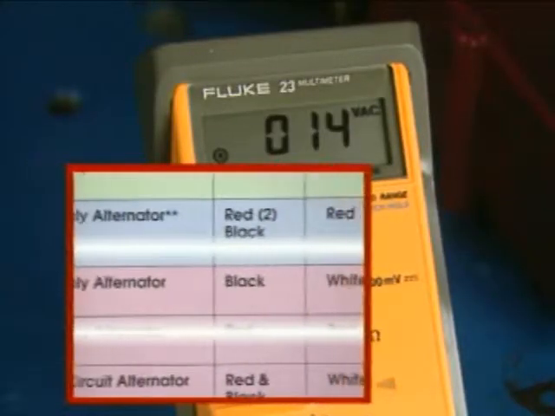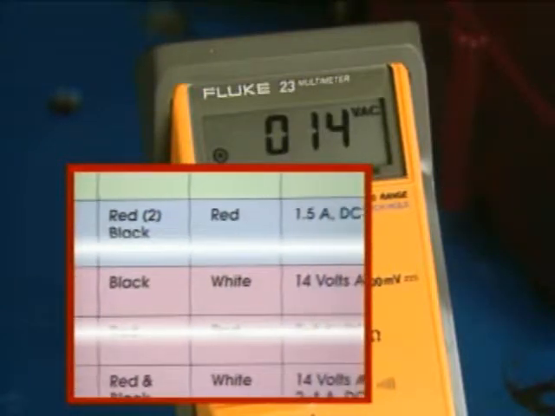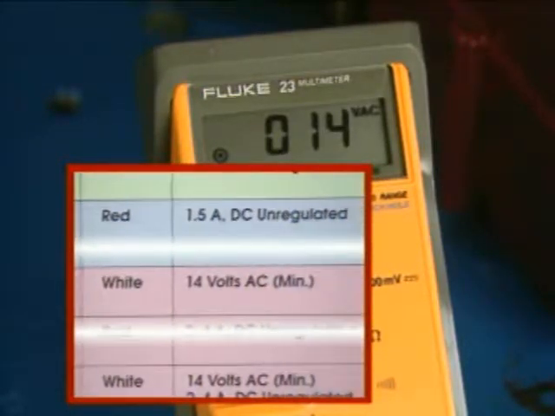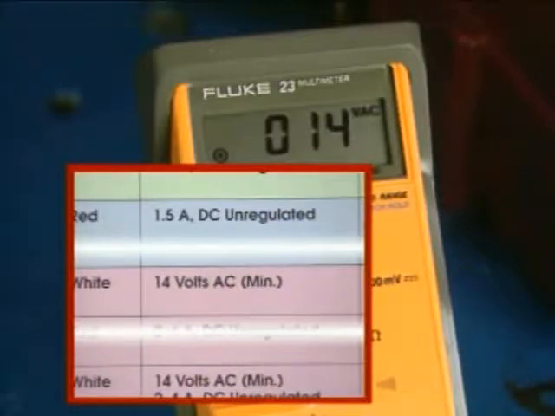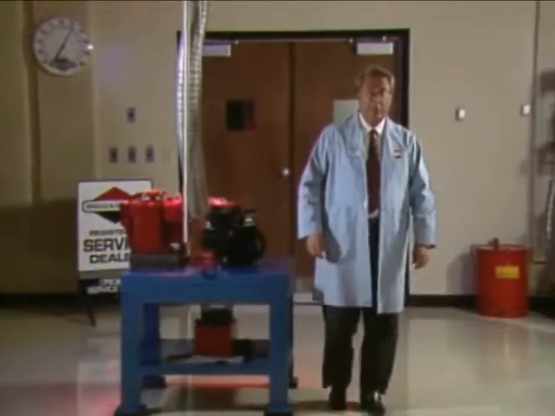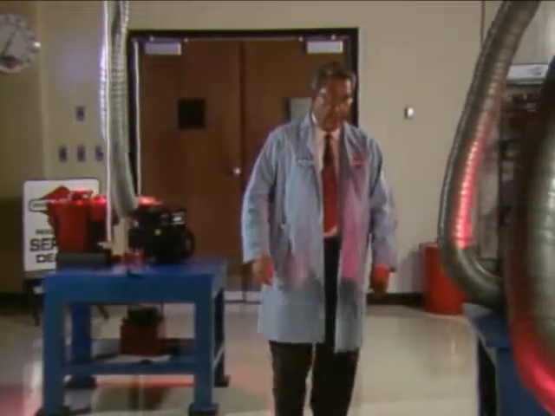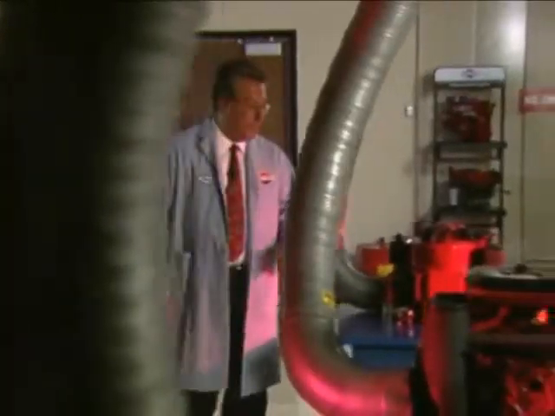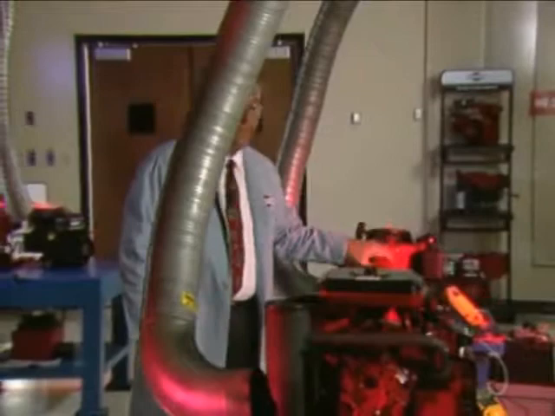Compare the AC voltage reading with the specification given on the chart. If the output is within specification, the alternator is okay. If the output is below specification, recheck RPM and meter connections and retest. If the output is still low, replace the alternator.